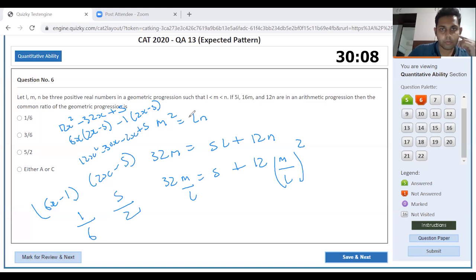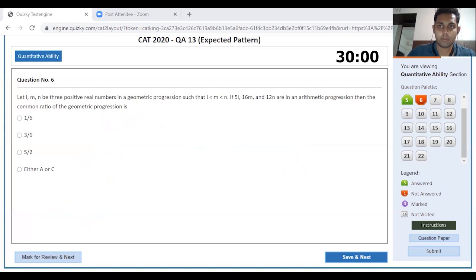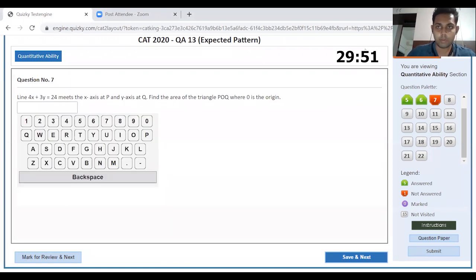Now L is less than M less than N. That's why it cannot be less than 1. It has to be greater. So because of that condition, we'll have to go with 5/2. Otherwise, we would have to go with D. But since that is given, we won't.